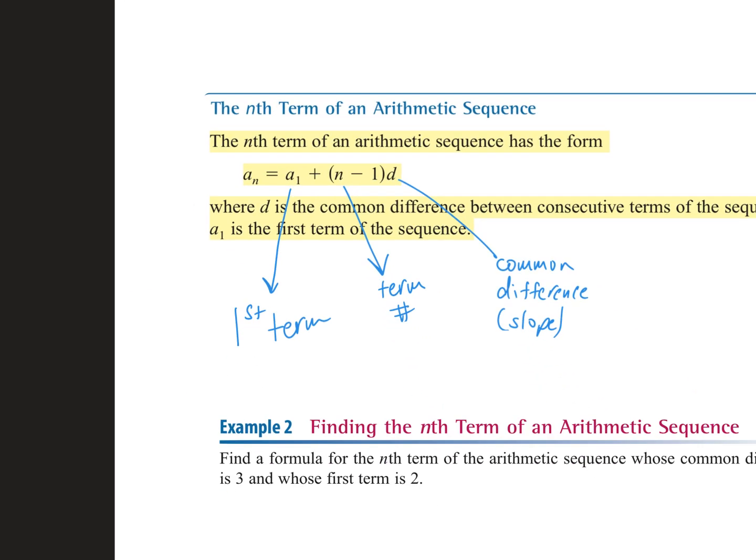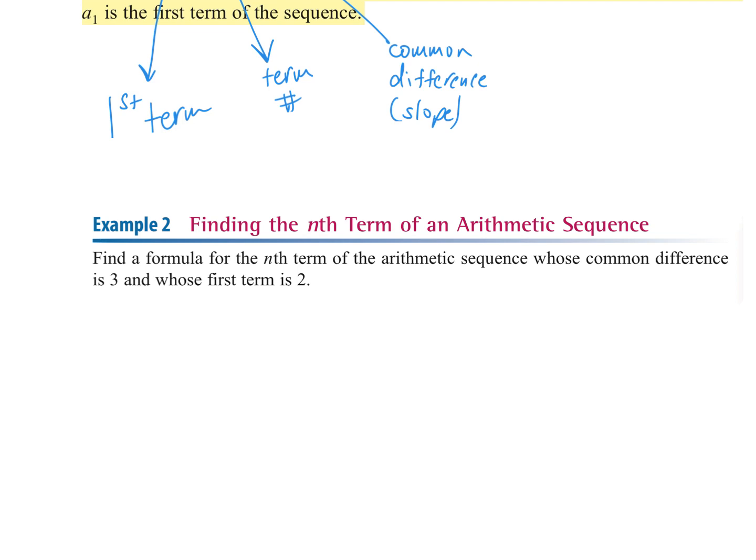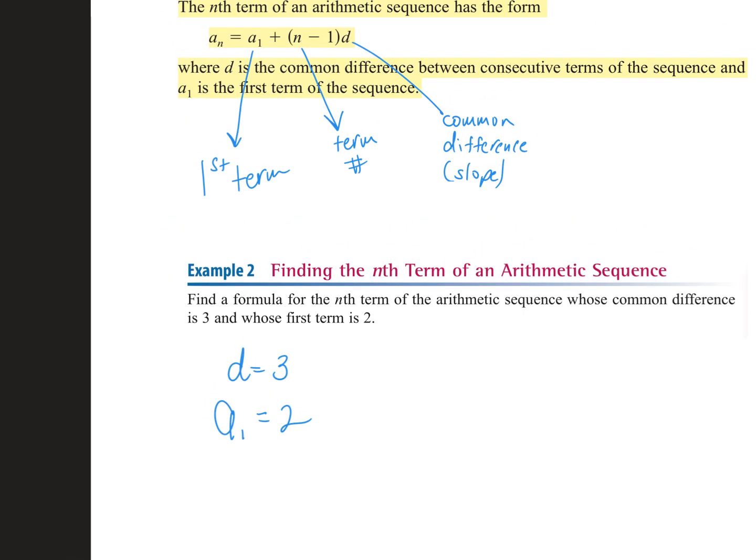So in a super basic question, like example 2, it says find the formula. Sometimes they'll say write the rule, same thing. But for a sequence whose common difference is 3, so your D value is 3, then your first term is 2. A sub 1 is 2. So if I use this formula right here, I have my rule. A sub n equals, the first term is 2 plus n minus 1 times what? 3?